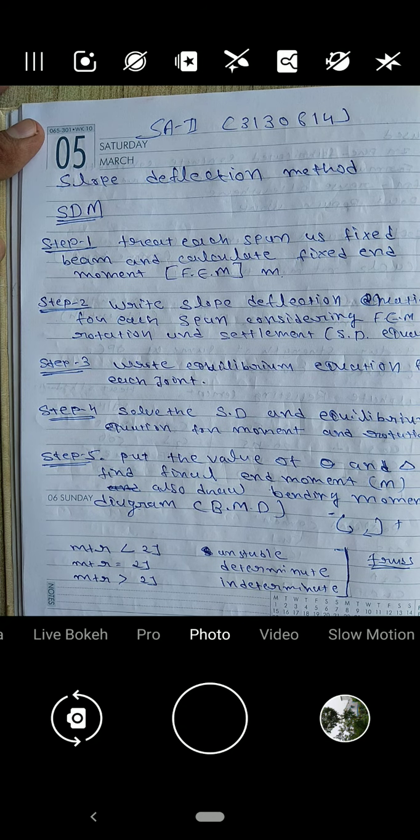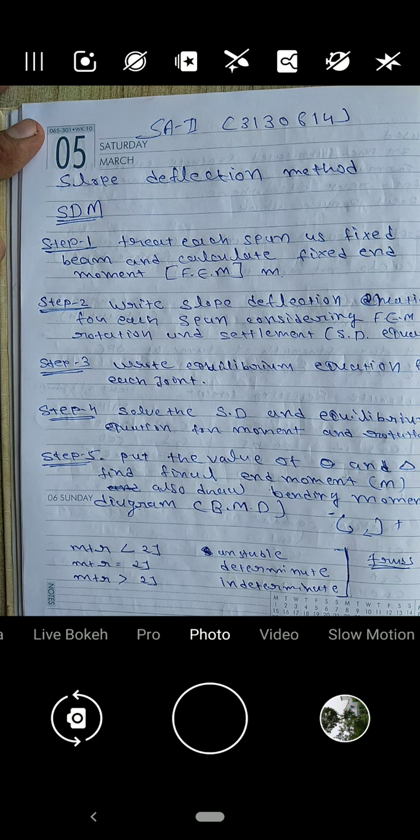Okay, then the second step is to write a slope deflection equation for each span, considering fixed end moment, rotation and settlement. Then the third step is to write an equilibrium equation for each joint. Then step 4 is to solve the slope deflection and equilibrium equations for moment and rotation. Then the last step, step 5, is to put in the values of theta and delta, find the final end moments and also draw the bending moment diagram.